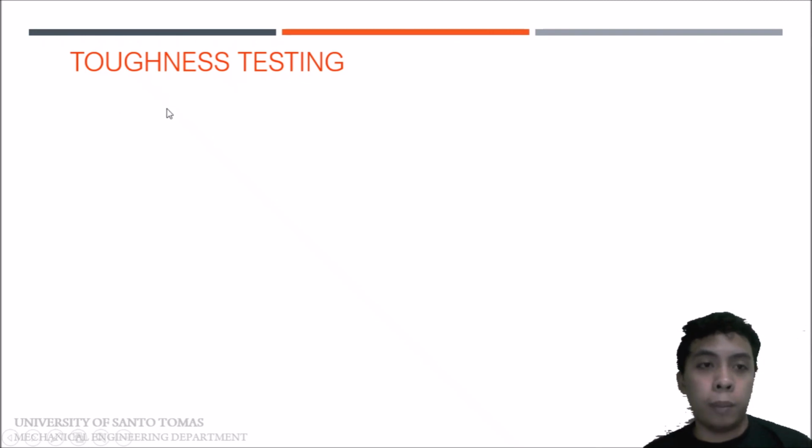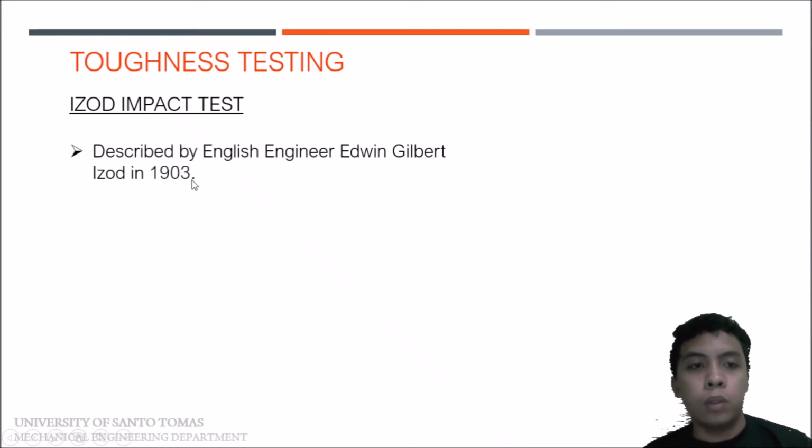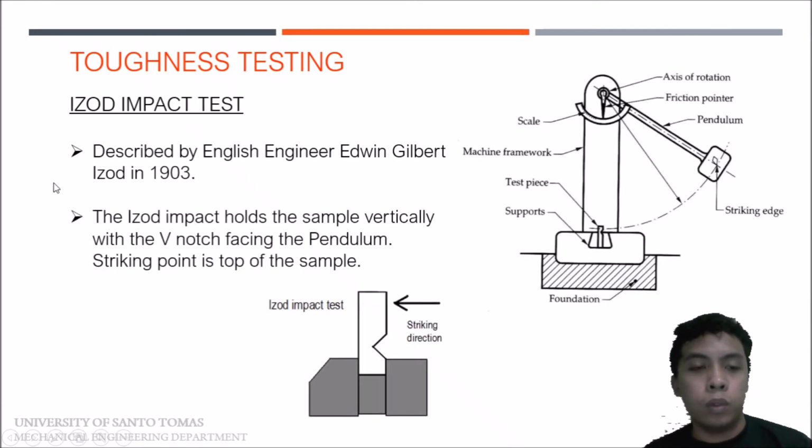So let's talk about toughness testing, which is the last part of our video. In toughness testing, we look at the toughness of a material. First, let's discuss the first type, which is the Izod impact test. It was described by English engineer Edwin Gilbert Izod. The Izod impact test holds the sample vertically with a V-notch facing the pendulum. The striking point is the top of the sample.